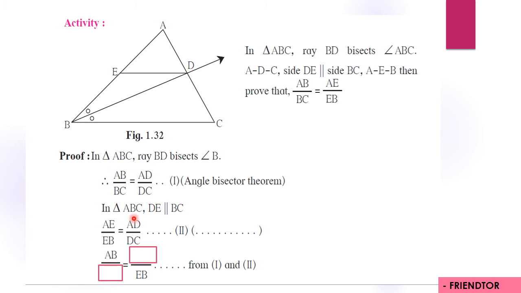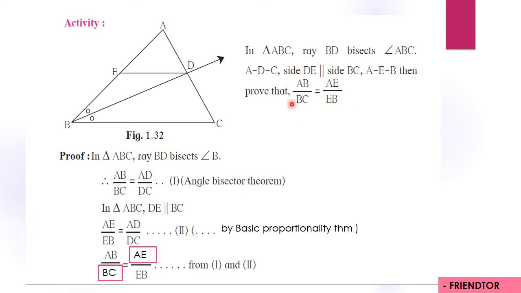Next, in triangle ABC, DE is parallel to BC. Therefore, by basic proportionality theorem, we can say AE upon EB is equal to AD upon DC. Now this part they have already given, the second point. We just need to fill the reason. So the reason is basic proportionality theorem. Okay. Now if you compare the equations, that is equation 1 and equation 2, you will note that AD upon DC is common to both. Okay. So these values have to match. That is AB upon BC is equal to AE upon EB. Okay, this is what we had to prove.